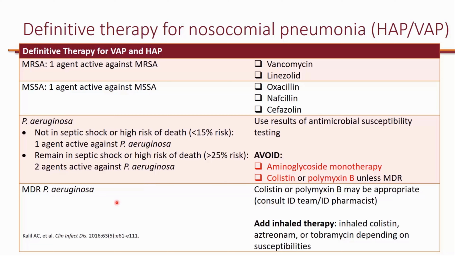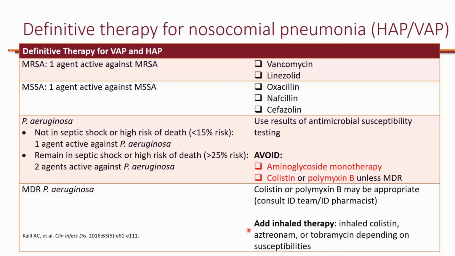Now, when it comes to multi-drug resistant pathogens, you can also add inhaled therapy. So one of the problems is penetration to the lung. It's difficult for many of these antibiotics to actually get to the site of infection, so inhaled therapy will actually deliver the antibiotics to the site of infection, which is the lung.